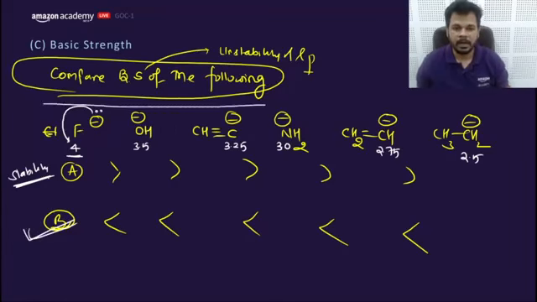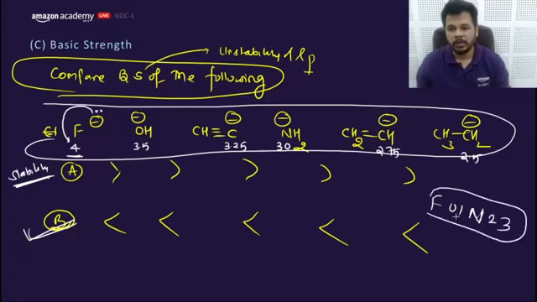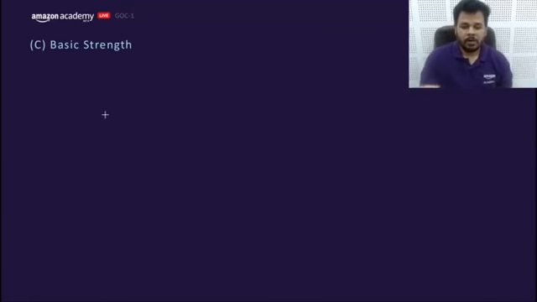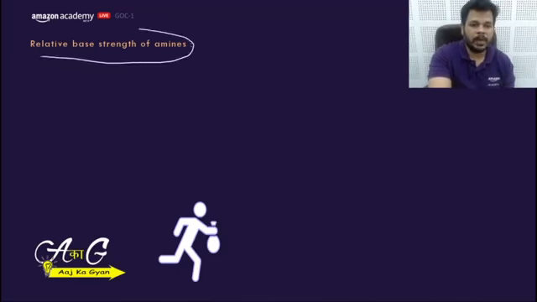That's why this trick is very, very important, which is called formula 1 N23. The trick to remember is FON 1, 2, 3: sp carbon, nitrogen, then this is sp2 and this is sp3. So this is the best way to answer, my dear friends. I have already covered this beautiful concept of relative basic strength of amines previously. Go and check it out on YouTube.